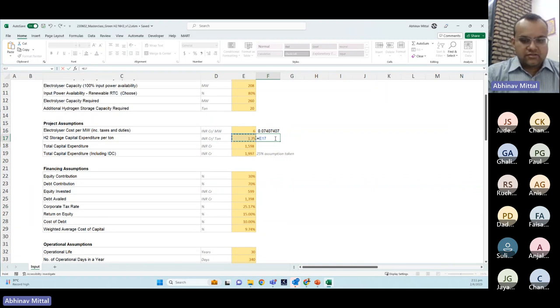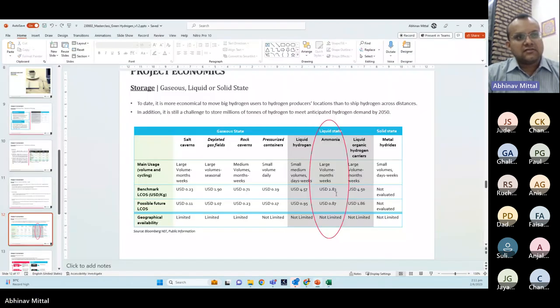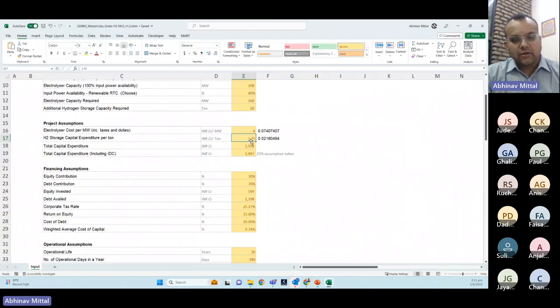So how much are we spending on storage? So 2.16. What I showed you earlier, this figure for ammonia, is 2.83. So this assumes a lower number. That's how you can check whether we are on the right track or not. So maybe this is really quite aggressive. So should we then make it maybe 2.46? Yeah, this sounds more reasonable.